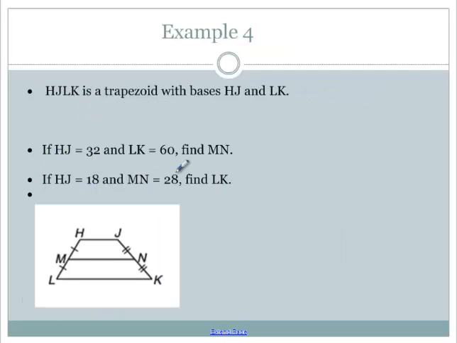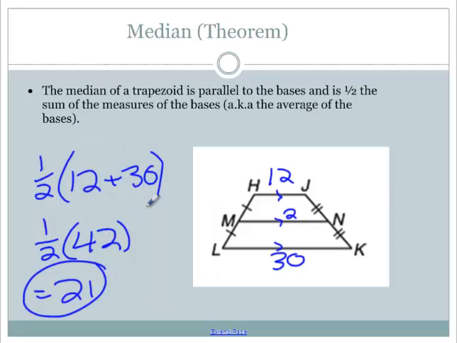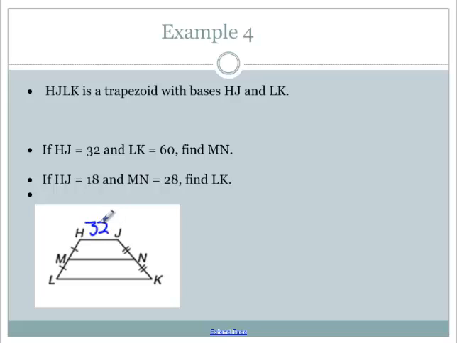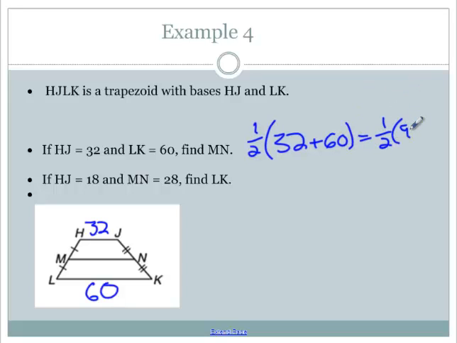Let's try this one. We have a trapezoid, we have a median. If HJ is 32 and LK is 60, find MN. Same as what we just did, 1/2, 32 plus 60, and 1/2 of 92 is equal to 46. Let's write MN because we're going to erase the picture. What did I say it was? MN was 46.